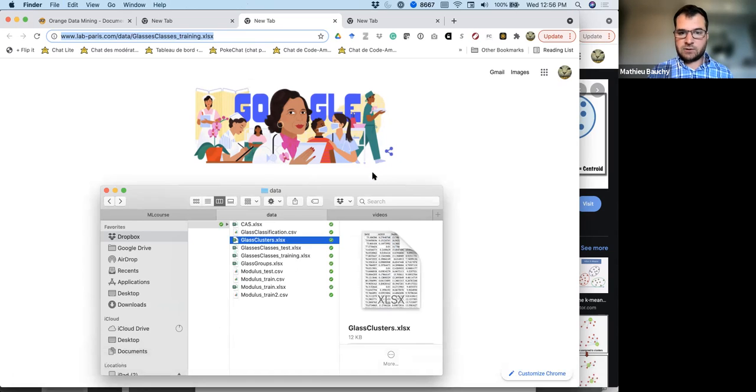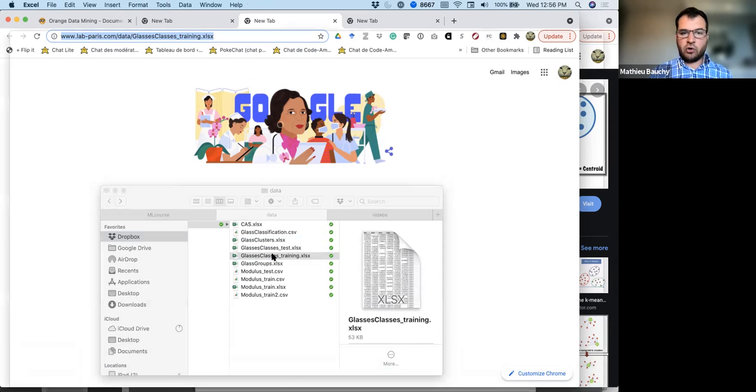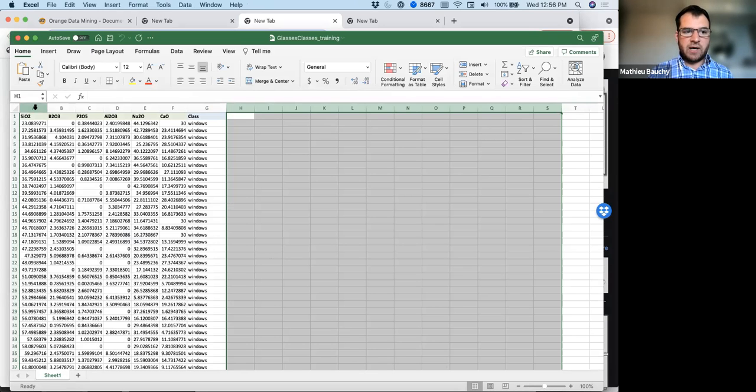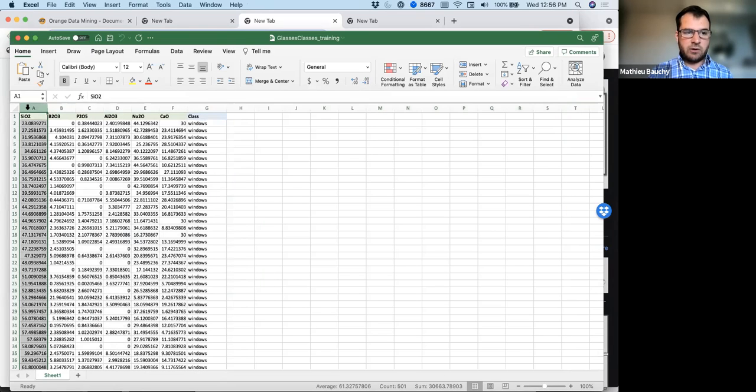Sorry, let me close that. So if you look at this data set, it's going to look like this. In this data set, you have a series of glasses. You know how much silica, how much B2O3, P2O5, Al2O3, Na2O, CaO. So you have a list of those 6 oxides here, giving you the mole fraction of each of those oxides. But now the difference is that for each of those glasses, you know which class it belongs to.